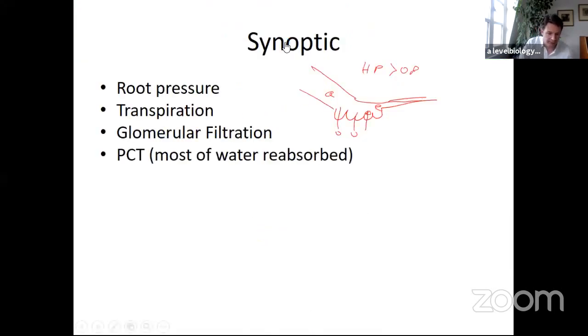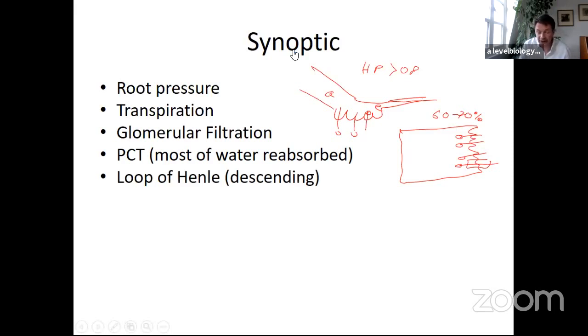Now, proximal convoluted tubule, again some synopticity there, because remember, in the proximal convoluted tubule you've got glucose and amino acids being moved by co-transport in from the lumen, and that lowers the water potential of the PCT cell, so you then get water moving in. So remember, this is where 60 to 70% of the water is reabsorbed, in the proximal convoluted tubule, and it's moving in by osmosis.